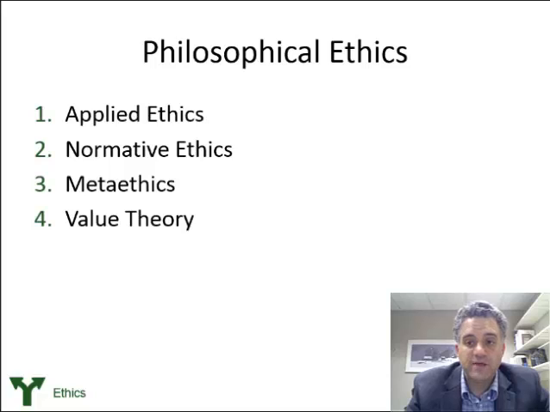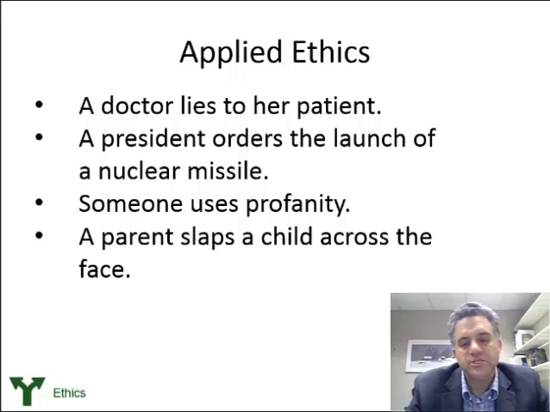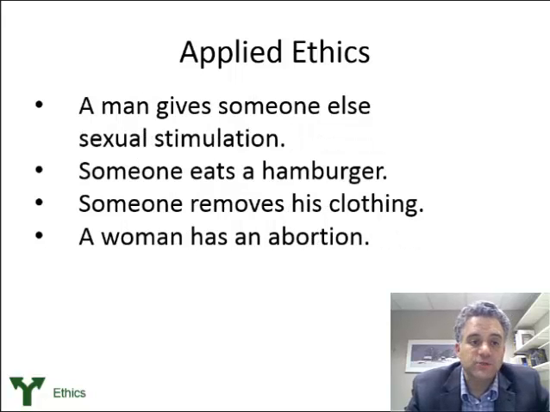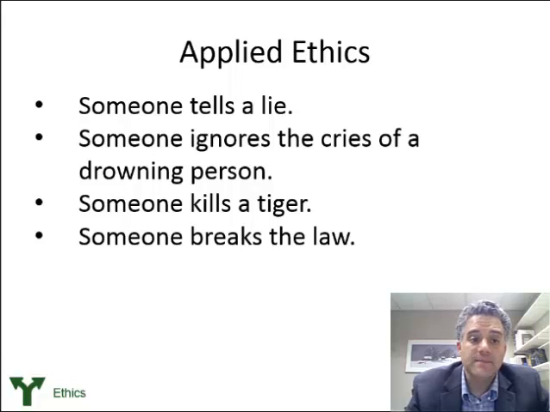This course is a survey of 4 main branches of philosophical ethics. Applied ethics asks questions about actions such as these. A doctor lies to her patient. A president orders the launch of a nuclear missile. Someone uses profanity. A parent slaps a child across the face. A man gives someone else sexual stimulation. Someone eats a hamburger. Someone removes his clothing. A woman has an abortion. Someone tells a lie. Someone ignores the cries of a drowning person. Someone kills a tiger. Someone breaks the law. Applied ethics asks, under what conditions, if any, are such actions morally wrong?